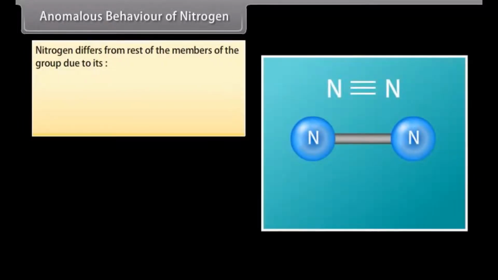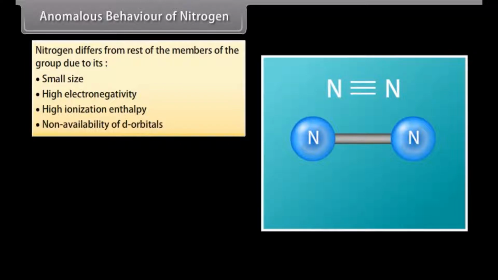Anomalous behavior of nitrogen. Nitrogen differs from rest of the members of the group due to its small size, high electronegativity, high ionization enthalpy, non-availability of d orbitals.